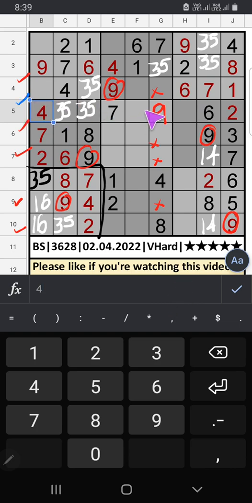5th row, only two numbers are remaining, 1 and 8. Column F we have 1. So 1 can't come in this cell. 1 is confirmed here. Then 8 is here. Since 1 is here, so 1 can't come in this cell. 1 is confirmed here. Then 4 is here.